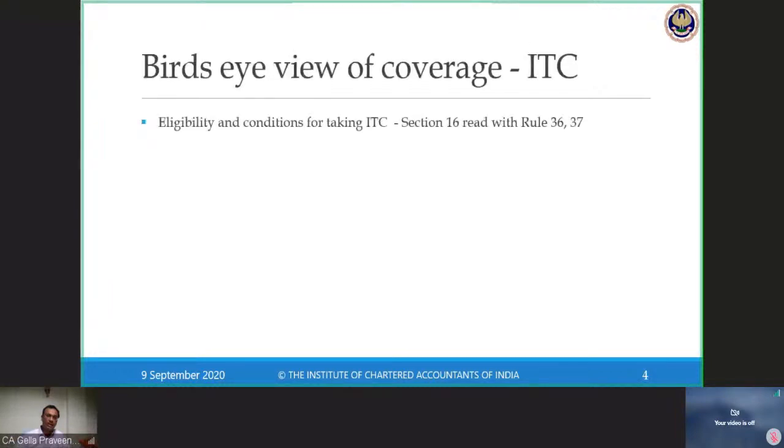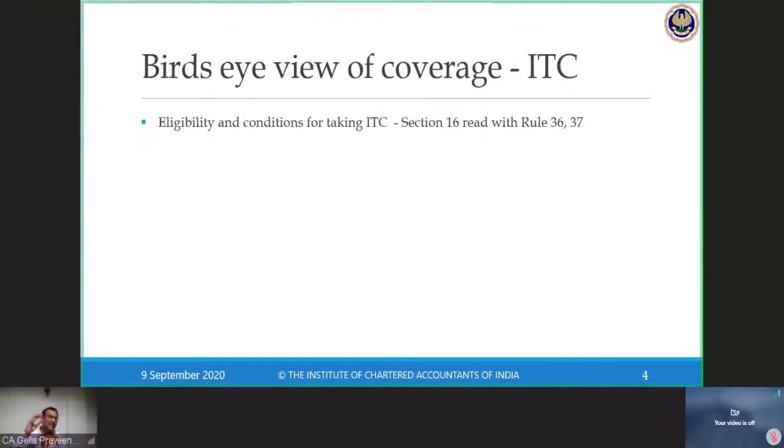So what we are going to do, as I've said, is have 4 sessions. In these 4 sessions, we are going to cover these particular chapters and sections under input tax credit. This is covered under chapter 8. Friends, starting with, we are going to discuss the eligibility and conditions of taking input tax credit. This provision says when you are eligible to take input tax credit and what conditions are relevant for taking it.